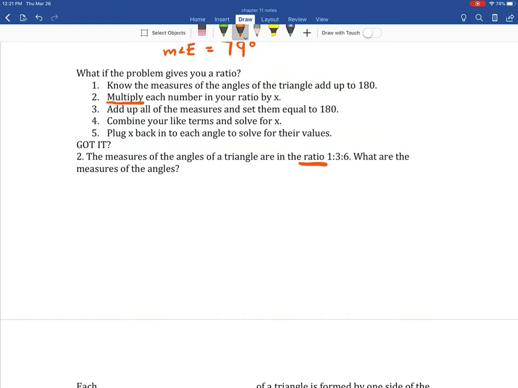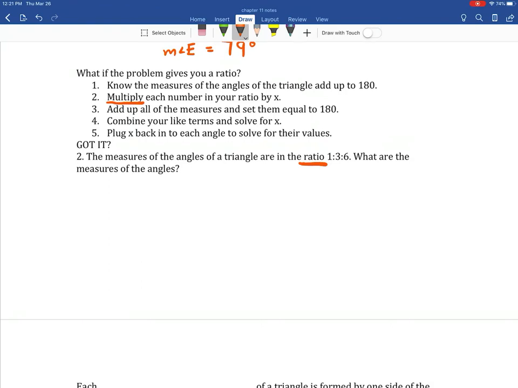So it's not saying that one of the angles is 1 degree, and one of the angles is 3 degrees, and one of the angles is 6 degrees. We know that because is 1 plus 3 plus 6 180? No, it's not. So this is going to be in simplest form. So let's go through our steps.